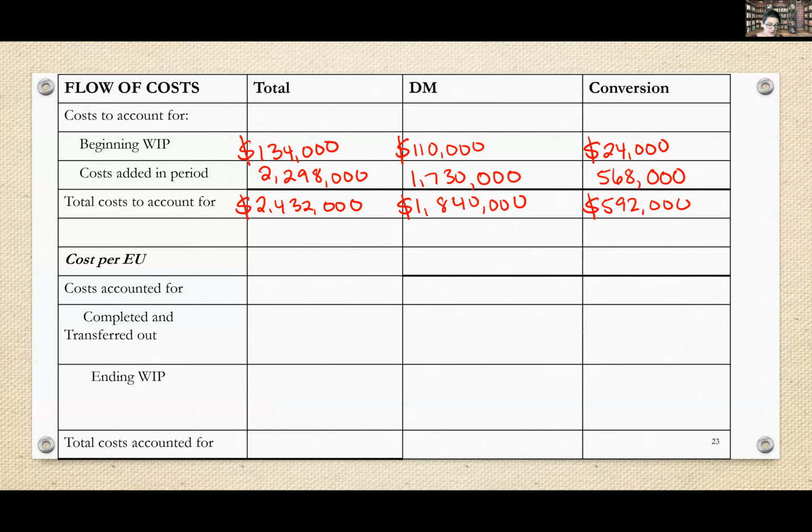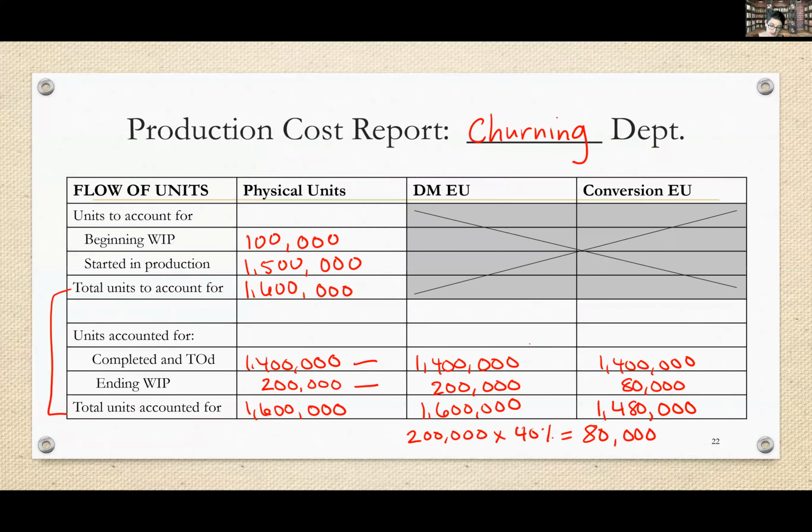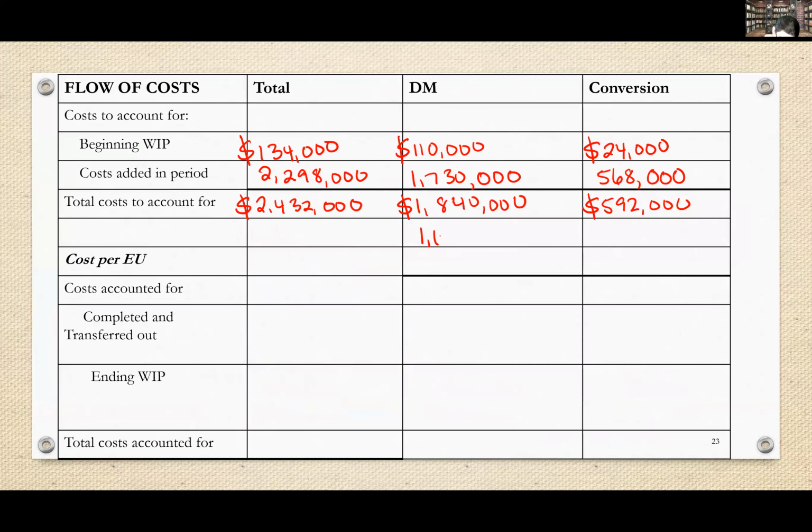Okay, so we know that we have 1,840,000 with our direct materials, but let's look back at our units. We have 1,600,000 total units to be accounted for here. Right. So I want to know, what is my cost per unit? And to figure that out, I'm going to take 1,840,000 divided by the 1,600,000, and I'm going to have $1.15. Okay, so for each unit, which is my pound of butter, the direct materials cost $1.15.